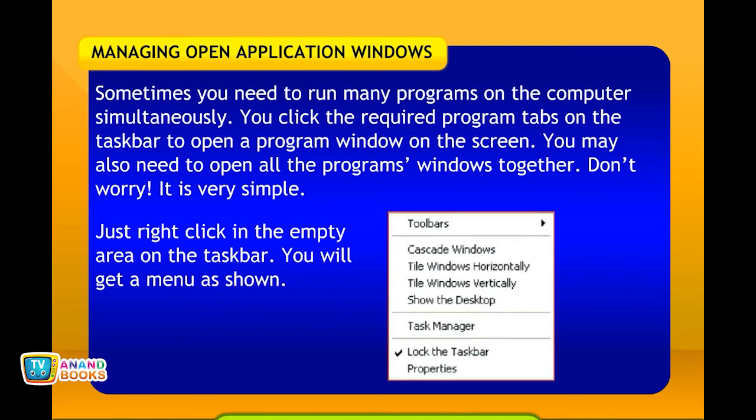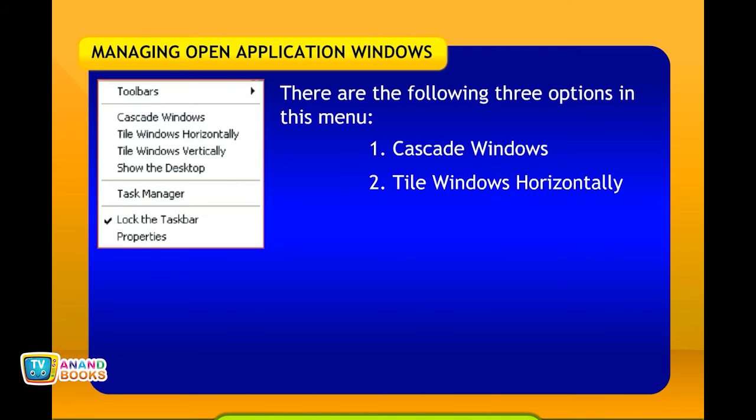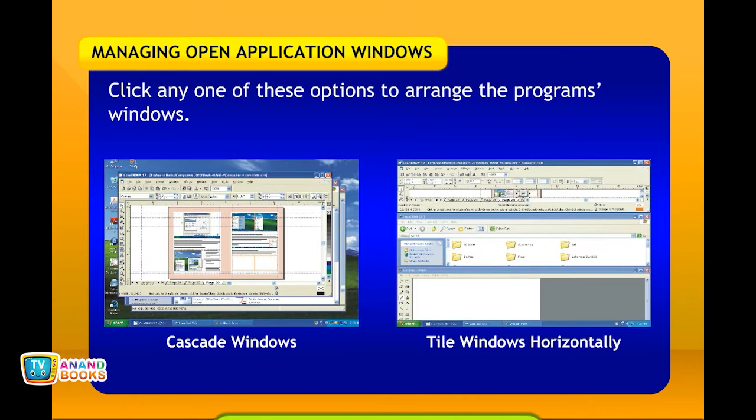Just right-click in the empty area on the taskbar. You will get a menu as shown. There are the following 3 options in this menu. 1. Cascade windows. 2. Tile windows horizontally. 3. Tile windows vertically. Click any one of these options to arrange program windows.